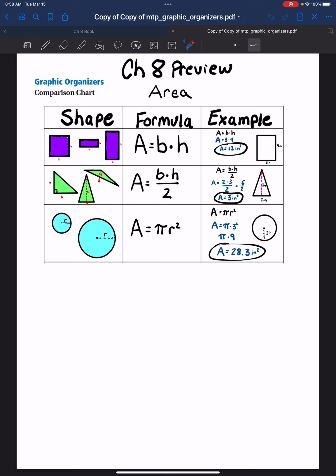about area, and the reason why that's important for this chapter specifically is we needed this because that was big B in all of our formulas for volume. So remember, big B is the area of a circle, which is just pi r squared.